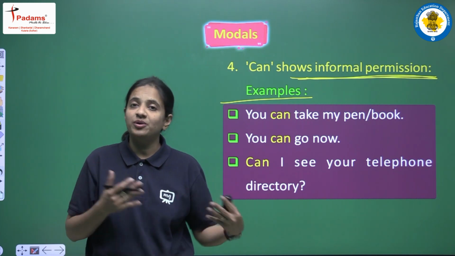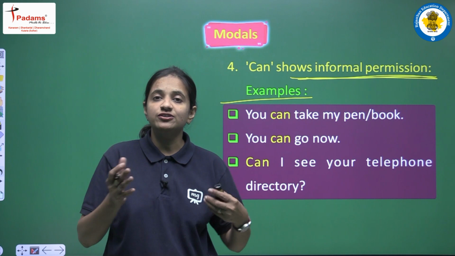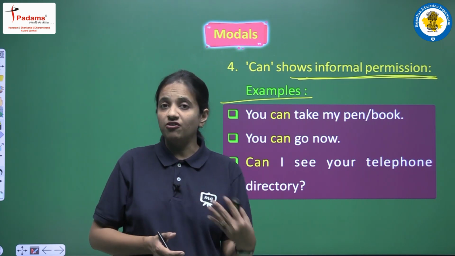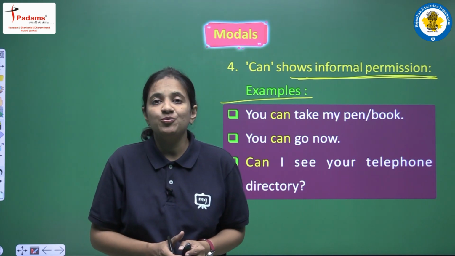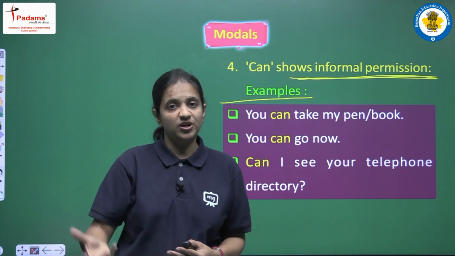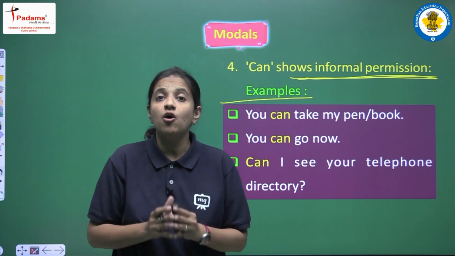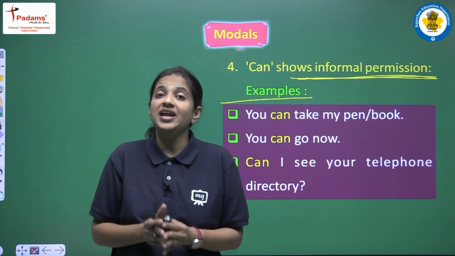So what does informal permission mean and what does formal permission mean? Suppose you are in your school, or in an office. Obviously there you have to be very formal. Suppose you are going to your principal's room. You cannot say, can I come in. No, there you have to be very formal. You have to ask, may I come in.